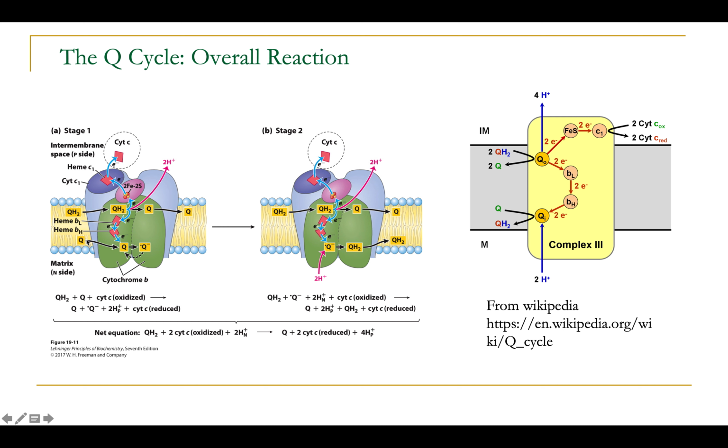So in the beginning of the first stage, one instance of fully reduced ubiquinone from complex 1 and 2 is accepted on the positive side, and simultaneously the fully oxidized form of ubiquinone is accepted on the negative side.